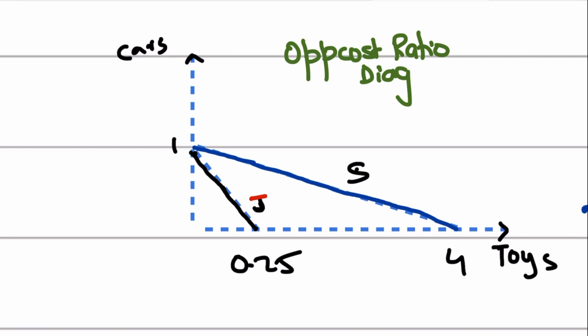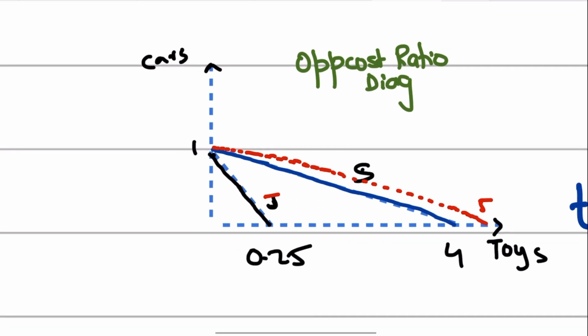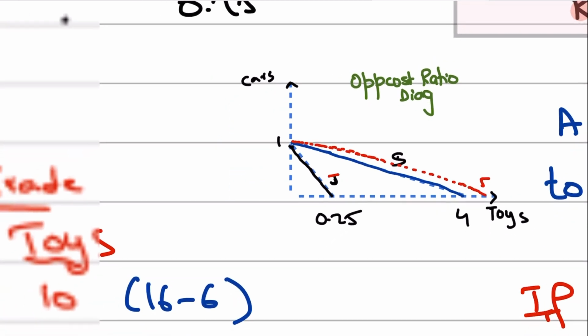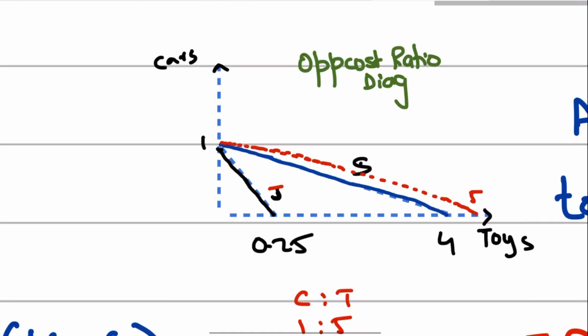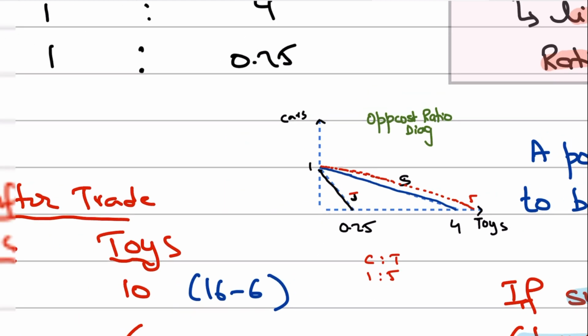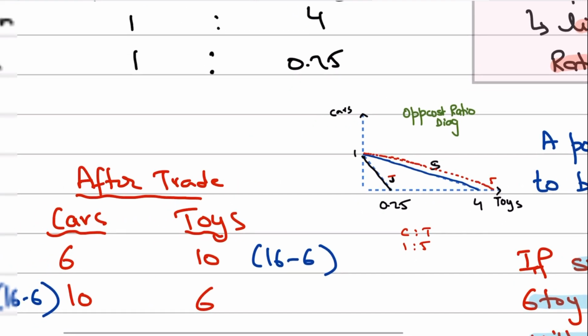Now let's say we take an exchange ratio that is not lying in between the opportunity cost ratio. Let's say that we take an exchange ratio of 1:5. And now let's see whether this ratio is going to benefit both the countries, and which will make trade mutually beneficial or not. So now let's say that the trade ratio of cars to toys is, for 1 car we have 5 toys, right? Now this ratio is certainly not going to be beneficial. Why? Let's prove it.